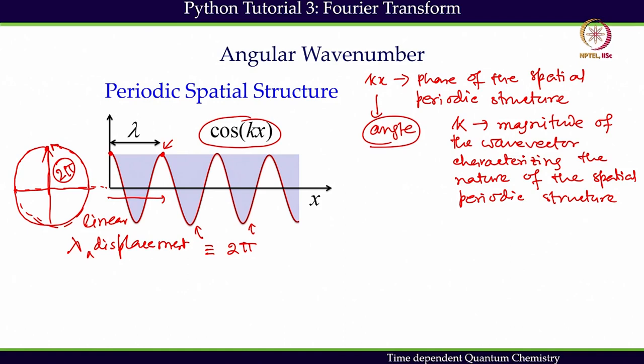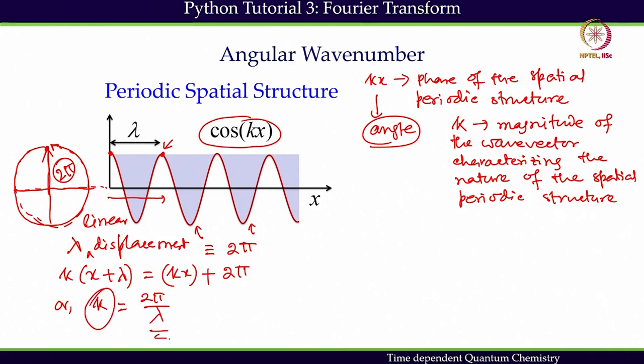If it is so, then I will be able to write down k times the linear advancement x plus lambda equals nothing but kx, the previous phase, plus 2 pi, the extra phase I am adding. Or in other words, I can simplify this equation as 2 pi by lambda. So what we are seeing is that the magnitude of k is related to 2 pi by lambda, which is nothing but 2 pi times 1 by lambda.